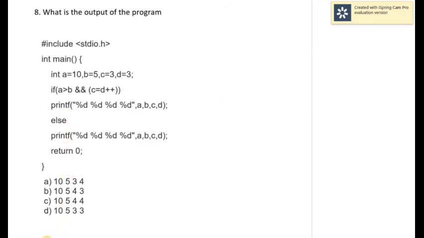In the next one, a is 10, b is 5, c is 3 and d is 3. Let us try to substitute the values. In the true block and false block also it is printing the a, b, c, d values. The value of a is 10, greater than 5. So 10 is greater than 5, it is true. And c equal to d++. Here we have an increment operator and an assignment operator.